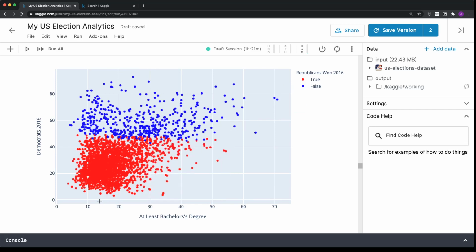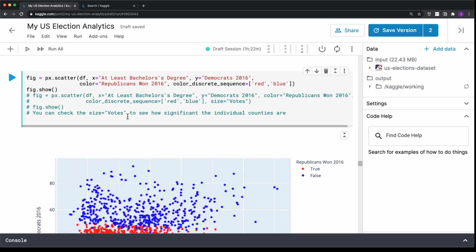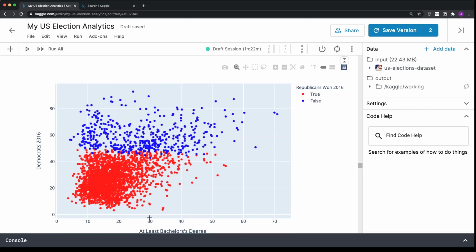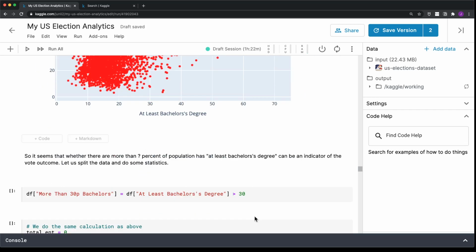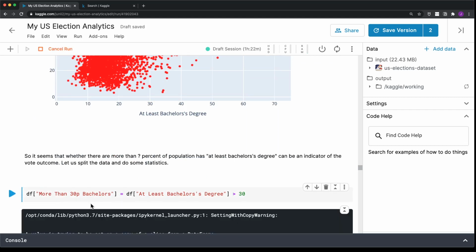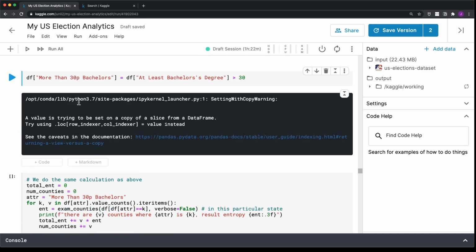on the left-hand side, where in each county less than 30% of the residents receive a bachelor's education, and on the right-hand side the counties where more than 30% of the residents receive a bachelor's education. So we split it in this way, and we add one column to the data frame this way. It also gives us a warning, which I will duly ignore.